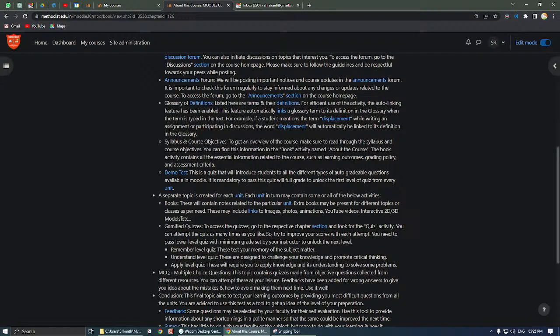to the best of their ability, so that students don't complain later that they were not aware of different kinds of questions which appear for the first time, and make the situation awkward for the person who is making the course and the teacher. So that's the aim of the demo test. And then we have a separate topic for each unit, which has books which contain notes. Then we have the gamified quizzes, including Bloom's taxonomy. First, you have to step up at the remember level, then understand, and apply, and I'm developing higher levels as well.